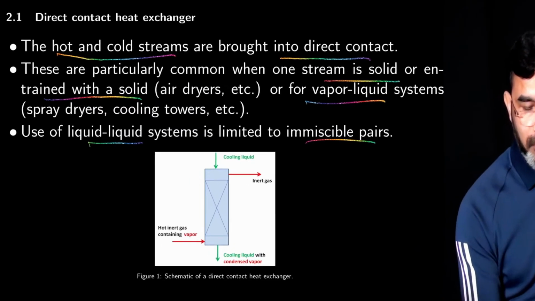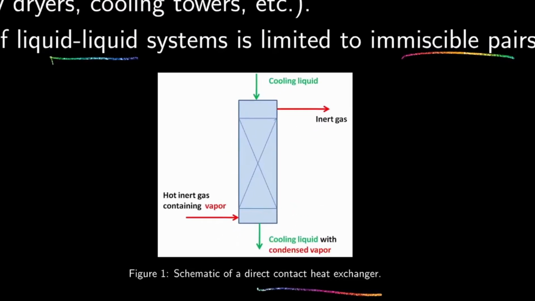So this is a typical configuration of a direct contact heat exchanger. You see that the hot or inert gas containing the vapor comes in, and goes out, cooling liquid is coming from the top and going down from the bottom. Because the gas with vapor having a lower density, it goes up, the liquid having a higher density goes down, and while they are inside the heat exchanger, heat exchange takes place between these two.